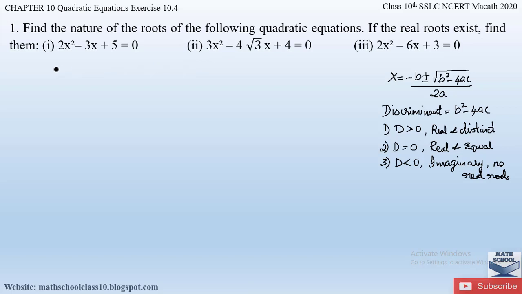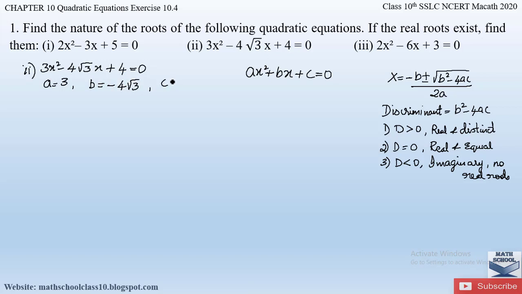Now the second part of question number 1 is 3x square minus 4 root 3 x plus 4 is equal to 0. Again, comparing this equation to the standard form of a quadratic equation, ax square plus bx plus c equal to 0, we get the a, b and c values, where a is the coefficient of x square, equal to 3, b is the coefficient of x, that is minus 4 root 3, and c is the constant, that is plus 4.